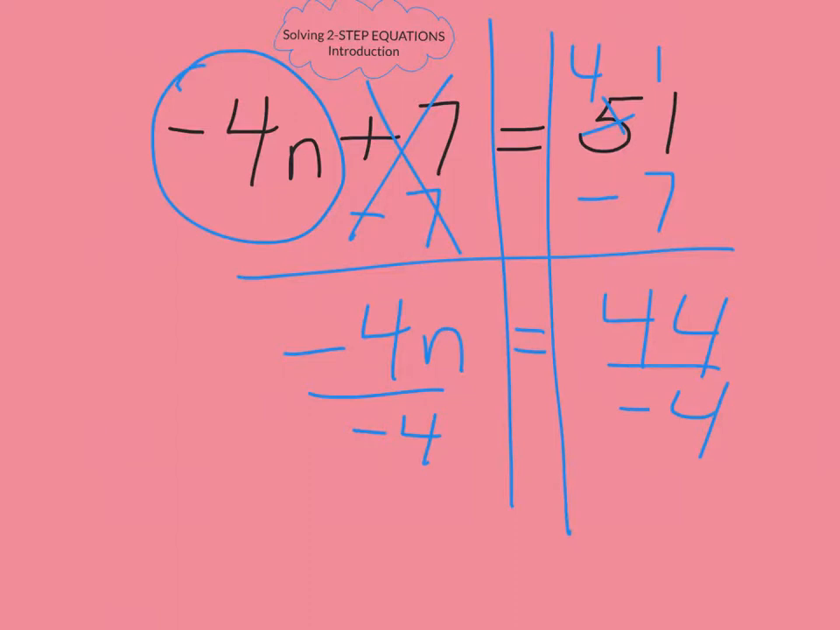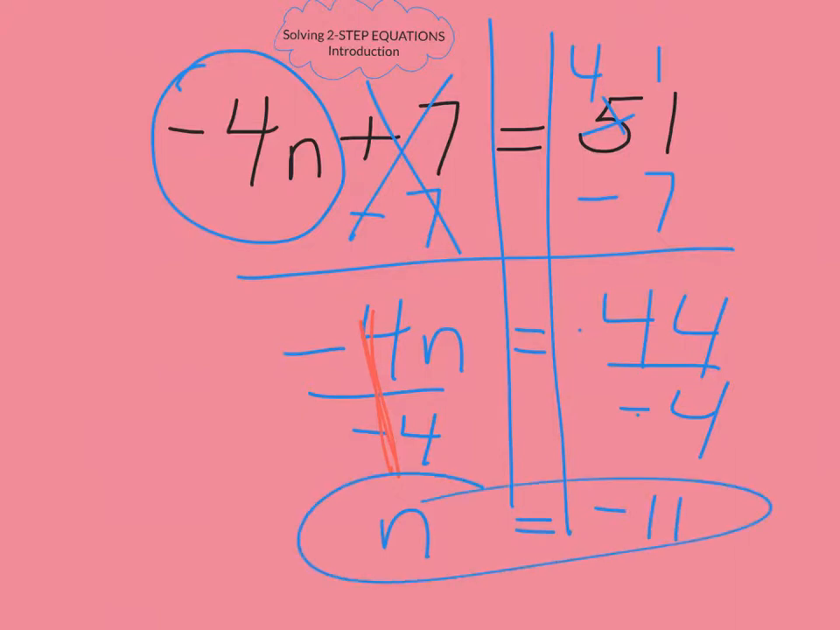And now, as you can see, negative 4 divided by negative 4 just turns into the number 1. So now all I have on this side is n equals 44 divided by negative 4. Positive divided by negative is a negative. 44 divided by 4 is 11. So n equals negative 11.